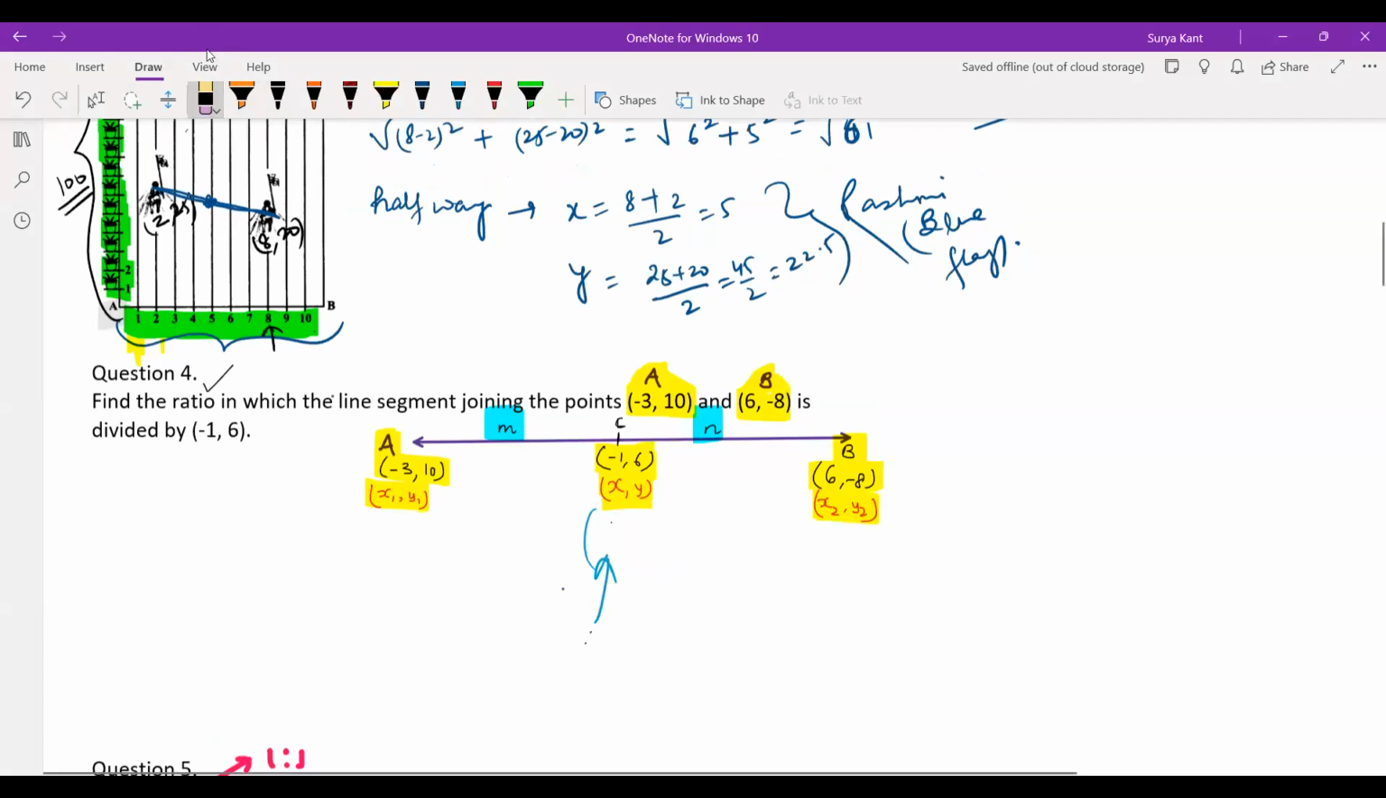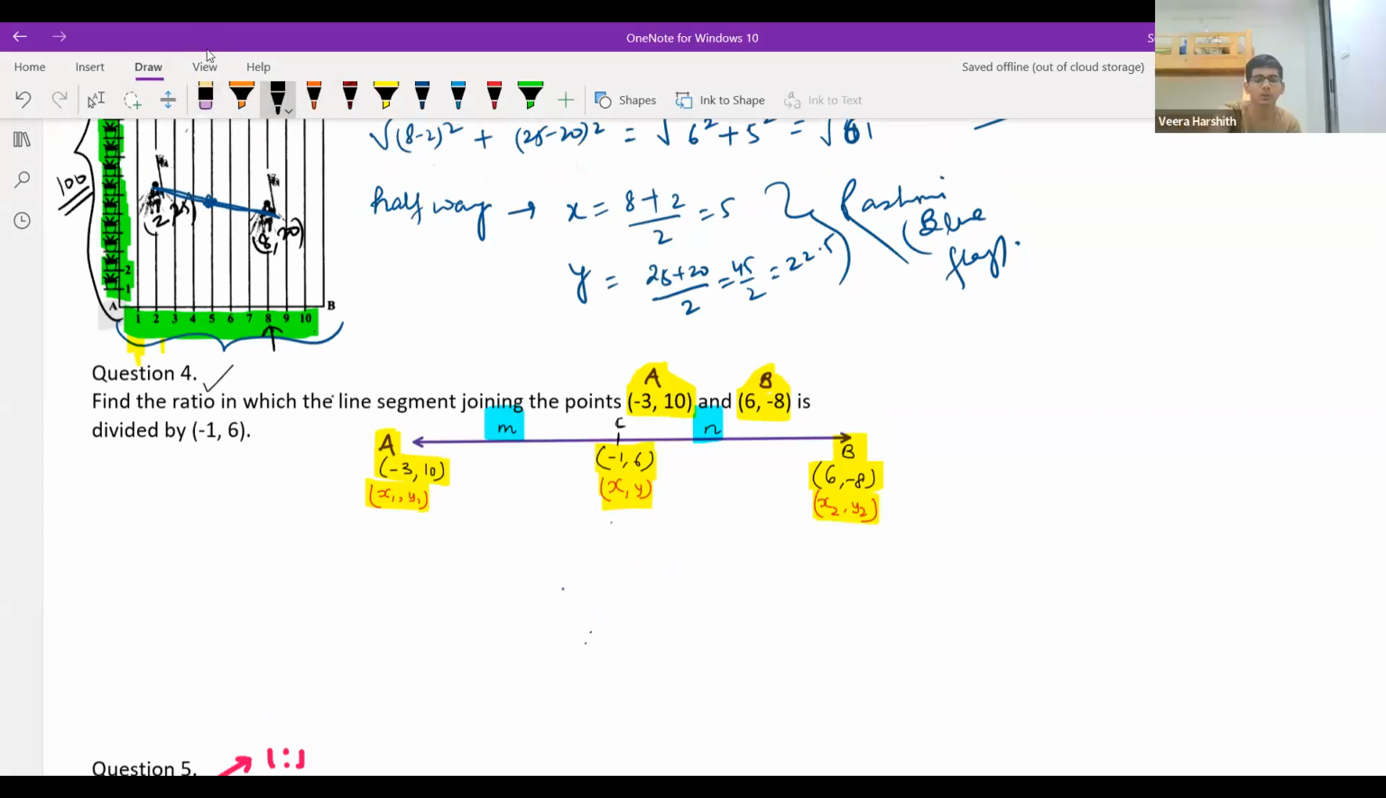Okay. And if this one is x, 0, then go for the y coordinate, which is 0, so that we can go through it directly to get the ratio. Harshit, can you do it once? This one I'm doing here only.